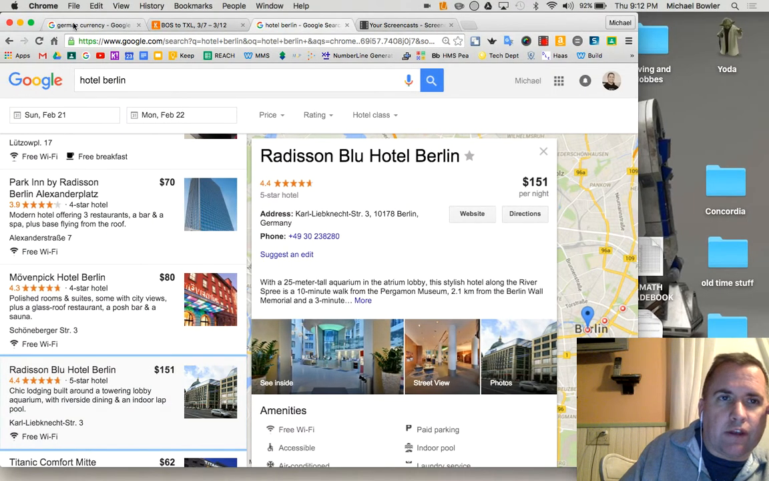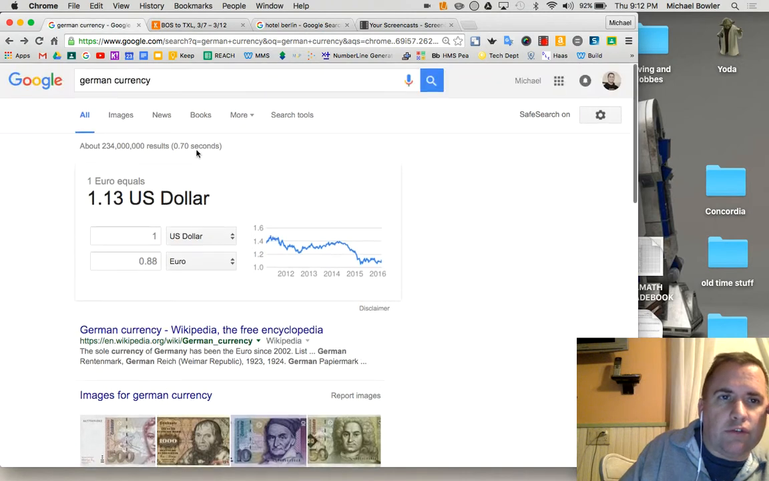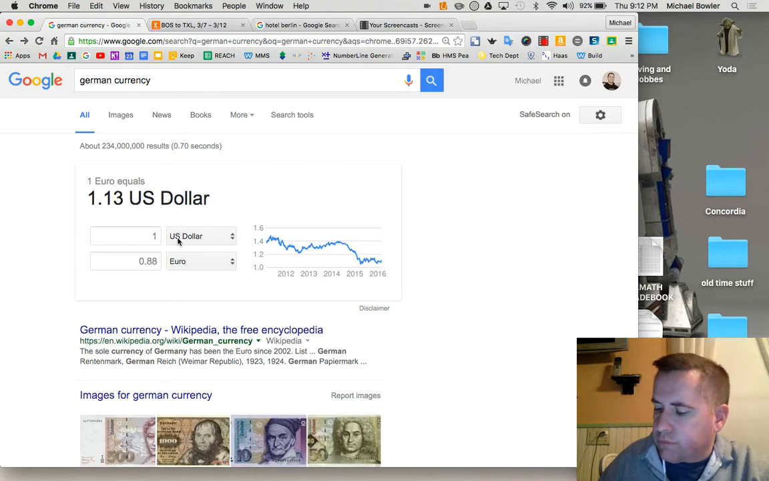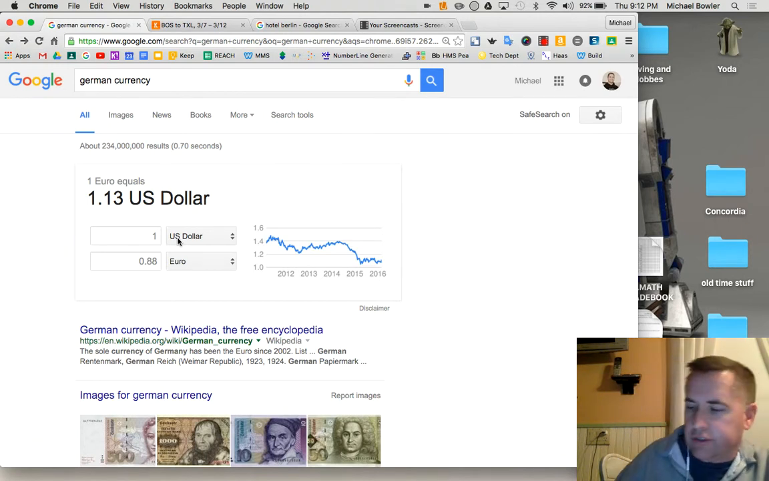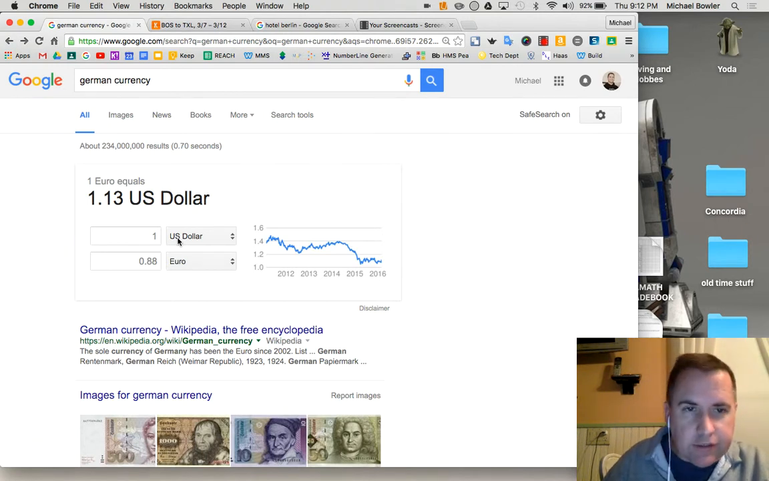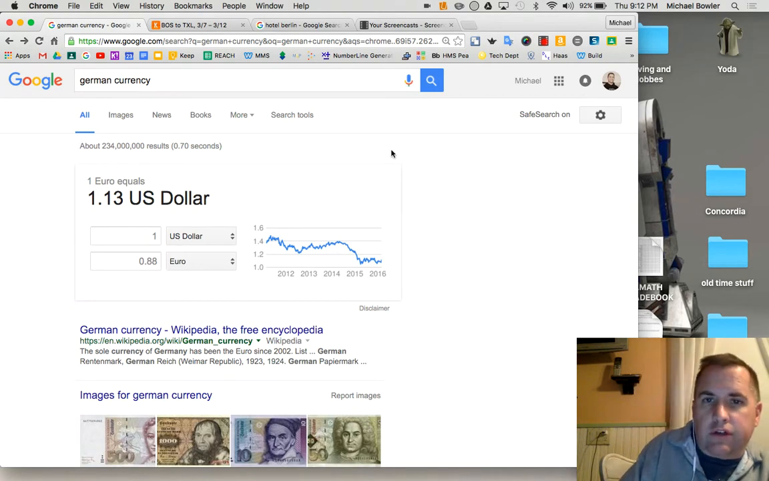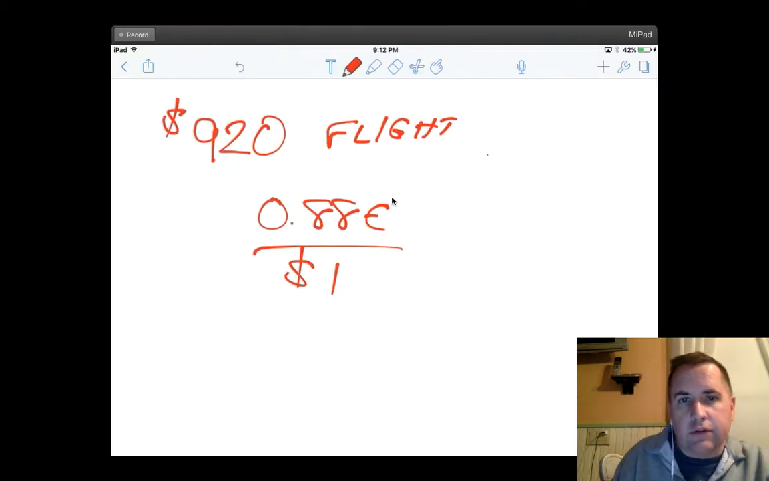And the other piece of information that we said we would need is our conversion rate. If you just go to Google and search, well, I did German currency, but just search currency conversion, and it will tell you. And right here is the information that we need. We want to know how many euros per US dollar. We want that unit rate for that conversion. And we see that it is 0.88 euros per dollar.